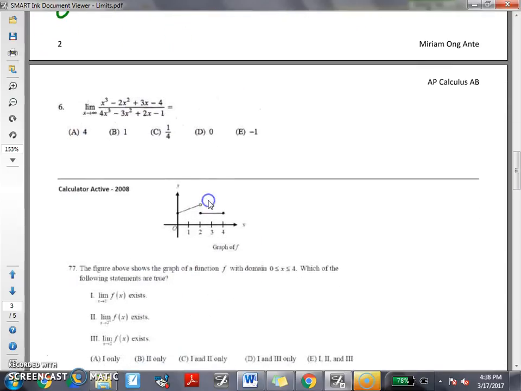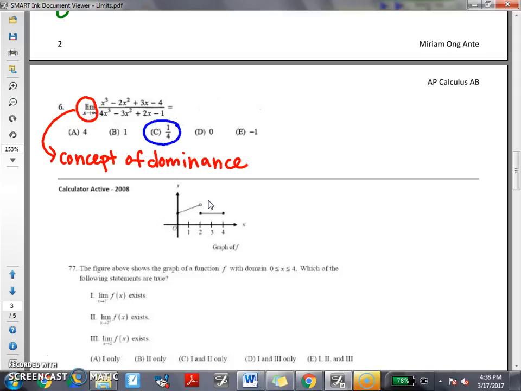All right, next page. Here, I'm not going to go through the entire thing, but since it's the limit as x approaches infinity, that tells me that is the concept of dominance that I have to apply. So please do the work, and you should get 1/4. If you don't know how to get 1/4, please refer to a peer or a classmate, or if they still don't know, you can ask me when I come back. All right?